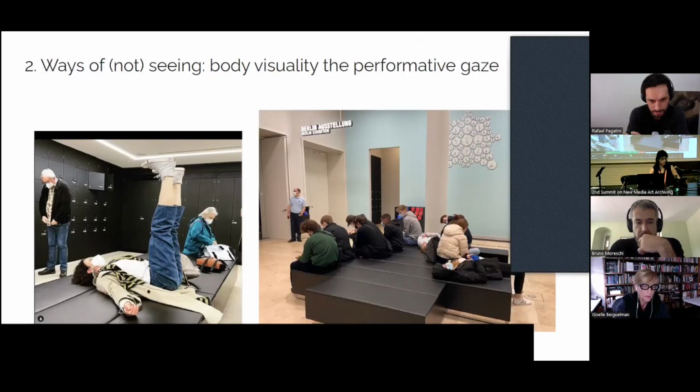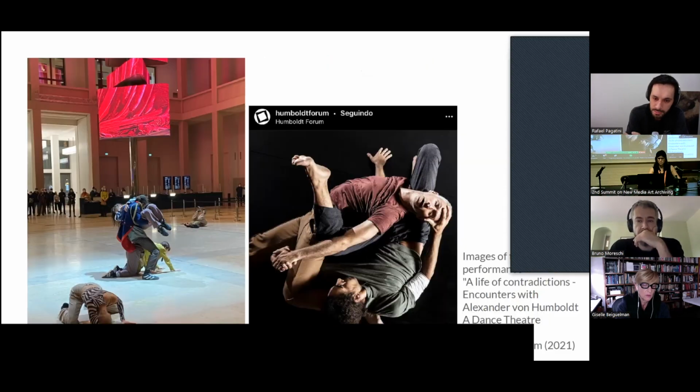This is also another category, which is related to this idea of demusealizing the museum space using body visuality and the performative gaze, which the museum is also using a lot by inviting performance and dance exhibition in the museum. So it is a different approach by the audience and the museum. This is something that is kind of a trend at the moment.